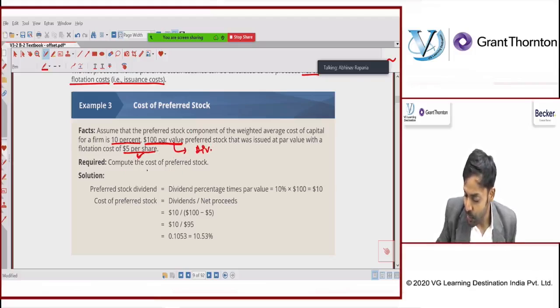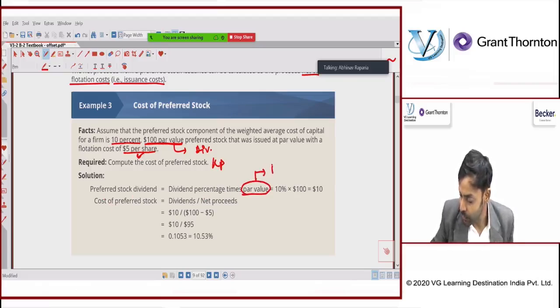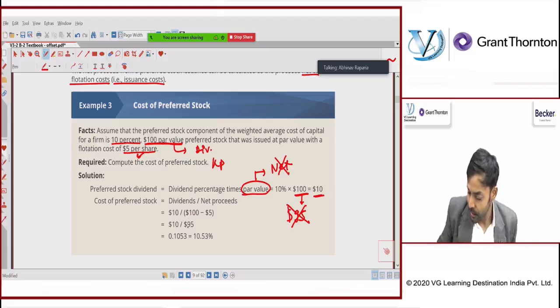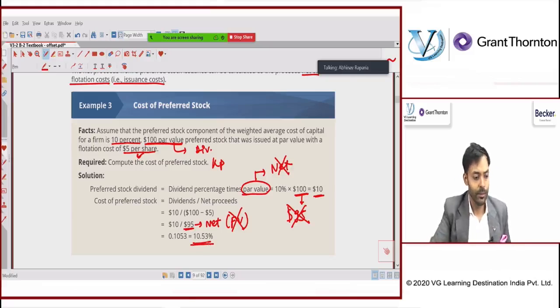Let's see this. So compute the cost of the preferred stock. The preferred stock dividend is going to be the dividend percentage times the par value. It will not be on the net value. It will always be on the par value, right? It is not going to be on the $95. So $10, and then here in the denominator it is going to be the net proceeds, not the face value. So with this, it is going to be 10.53. I think it's easy peasy.